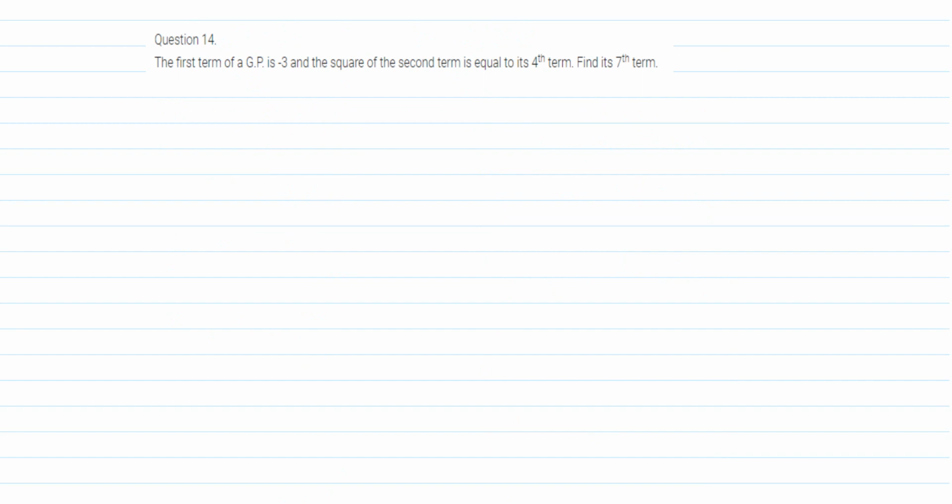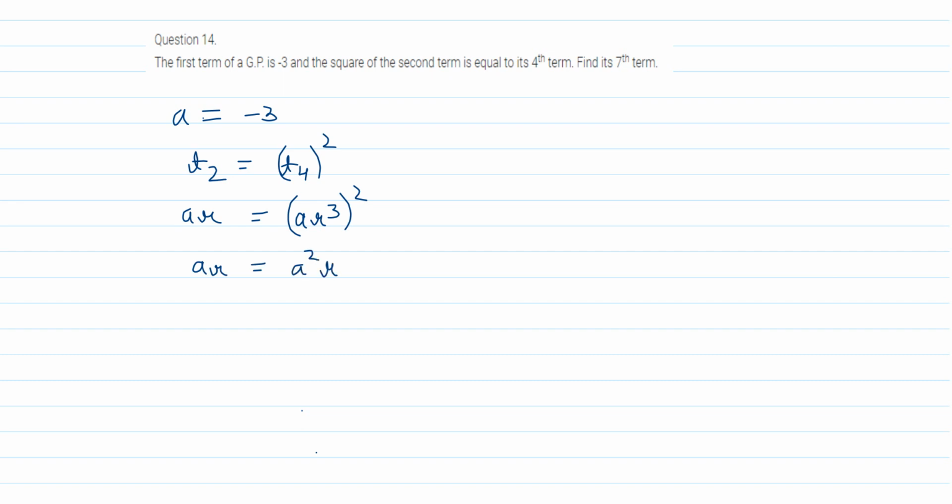The first term of the GP, the series already given in GP. So A is already given as minus 3. The square of the second term is equal to the fourth term. So T2 is equal to T4 the whole square. Okay, so what is T2? T2 is AR, and what is my T4? It is AR cube the whole square.